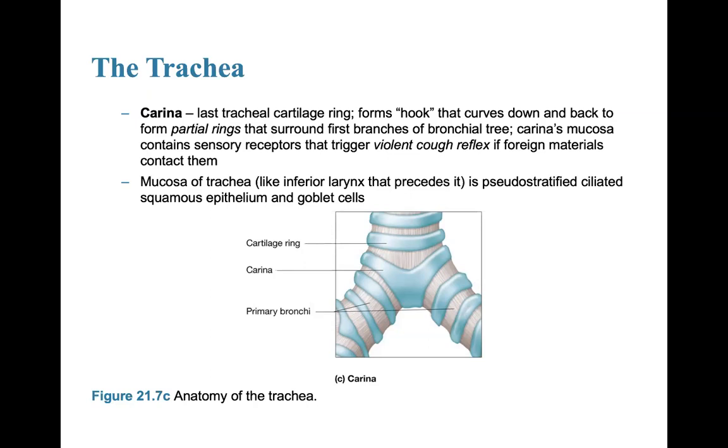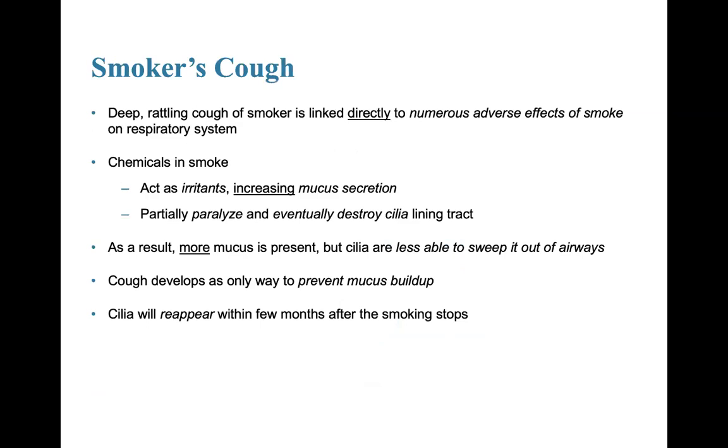The mucosa of the trachea, like the inferior larynx that precedes it, is also formed from pseudostratified squamous epithelium as well as goblet cells. The goblet cells, again, will end up producing mucus there. Some people might be familiar with what's referred to as a smoker's cough. This is a deep, rattling cough of smokers that is linked directly to the numerous adverse effects of smoking on the respiratory system. Chemicals in smoke will act as irritants, increasing the overall production of mucus secretions.